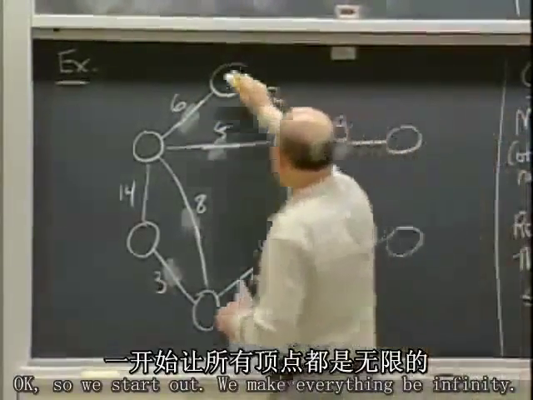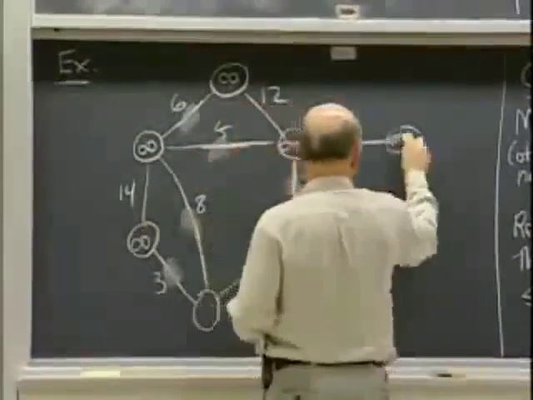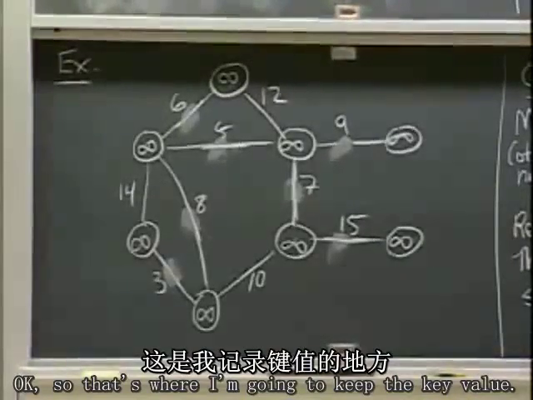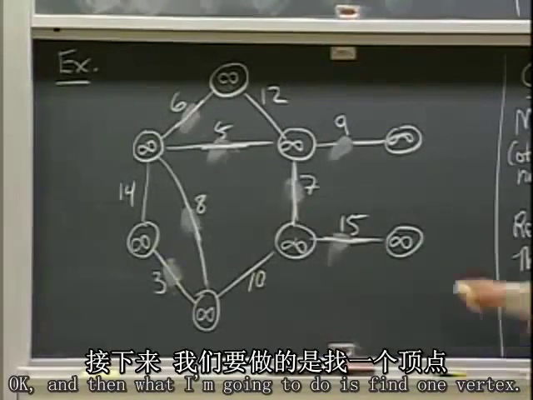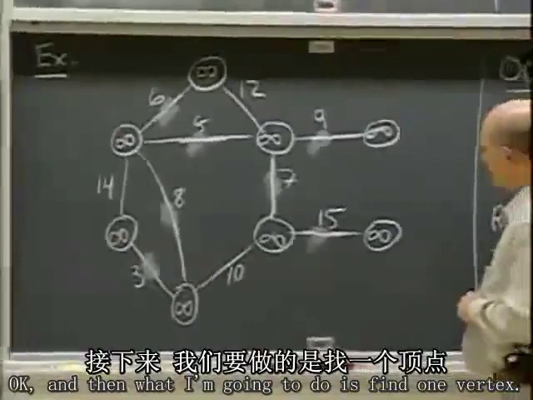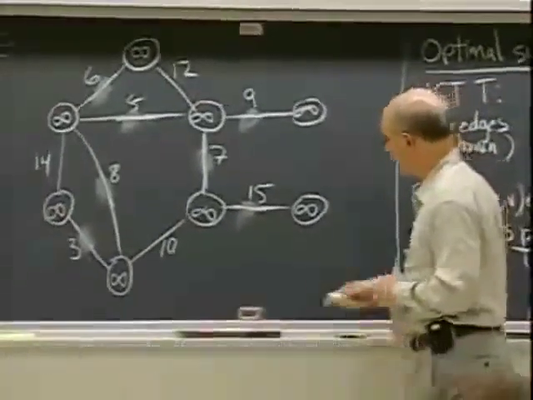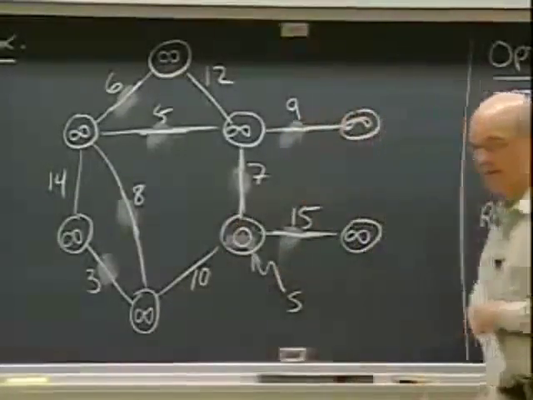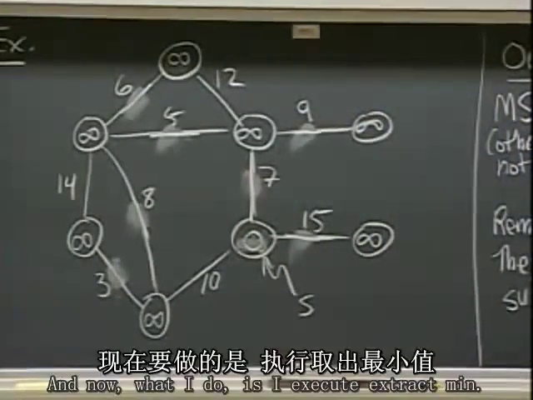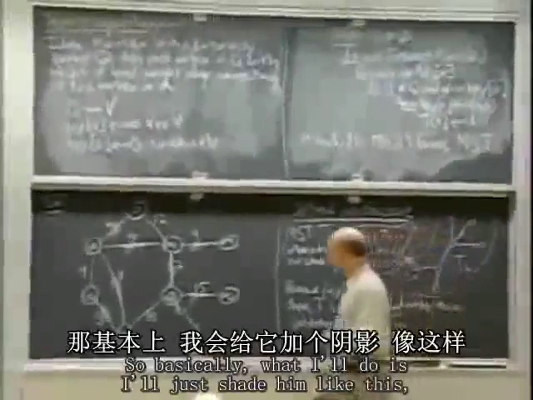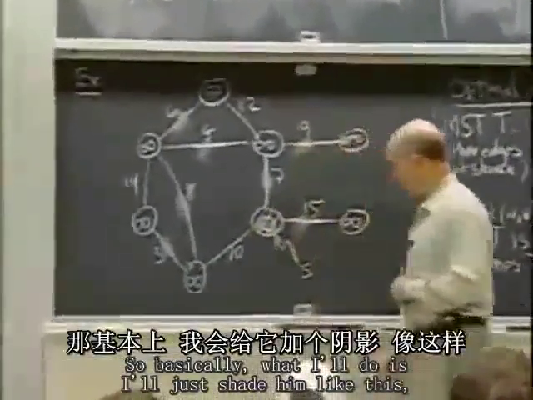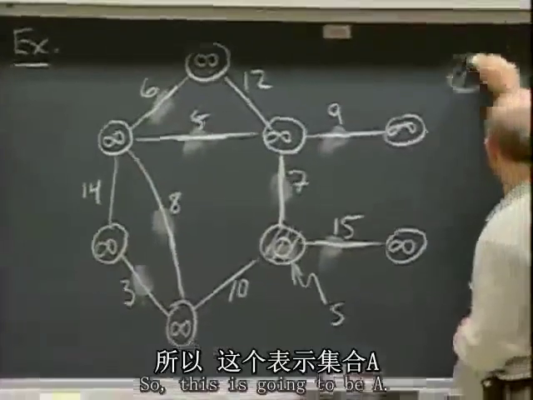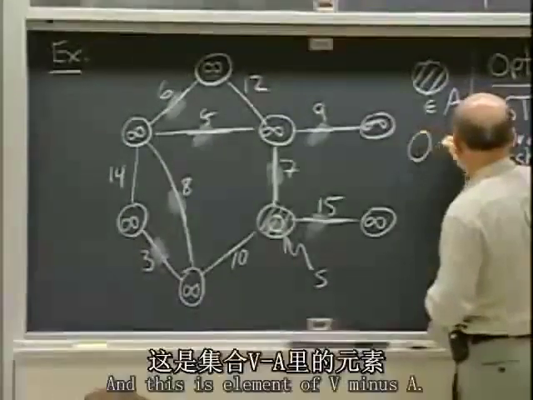So we start out, we make everything be infinity. That's where I'm going to keep the key value. And then what I'm going to do is find one vertex, and I'm going to call him S, and I'm going to do this vertex here. We'll call that S. So basically, I now make him be zero. And now what I do is I execute extract min. So basically, I'll just shade him like this, indicating that he has now joined the set A. So this is going to be A, and this is an element of V minus A.